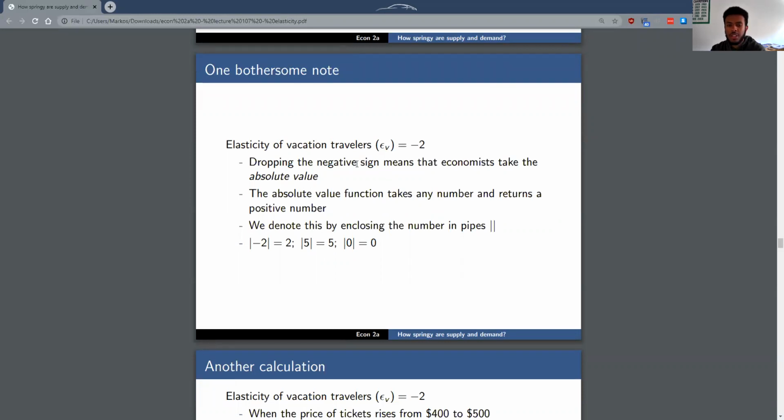So dropping the negative sign just means that you're taking the absolute value of the elasticity. The absolute value function just takes any number and returns its positive number. It's denoted with these two pipes, these two straight lines. So if you look here, the absolute value of -2 would just be 2. Absolute value of 5 would be 5 since it's already positive. And then the absolute value of 0 is just 0.